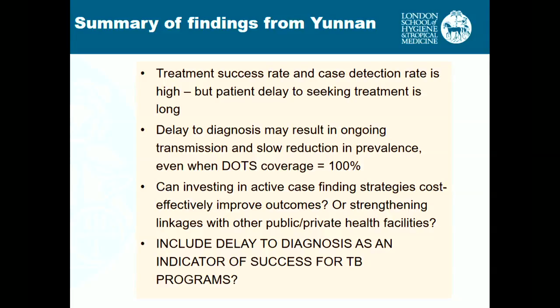And finally, the big question is, do we need to start including delayed diagnosis as a routine indicator? Because as I hope this example from Yunnan Province, China shows, national programs can be functioning very well as far as the global targets are concerned, but patients can still be experiencing very, very long delay, and then programs are concerned about why they're not seeing declines in incidence even when they're meeting all the targets.